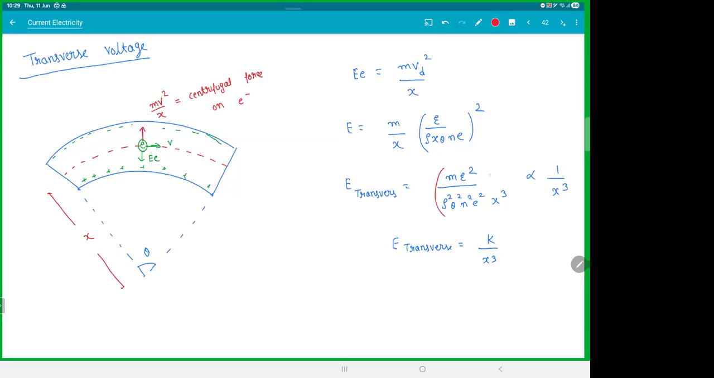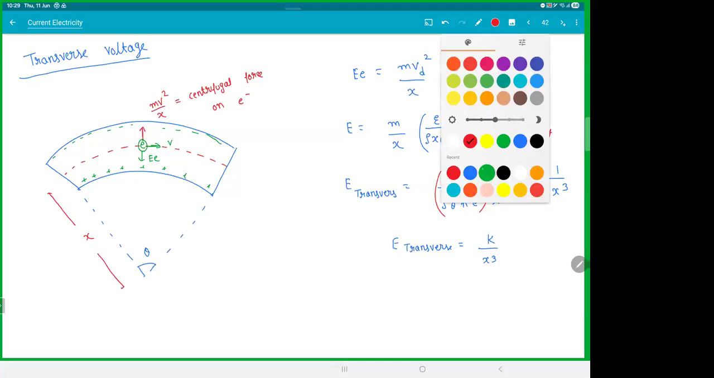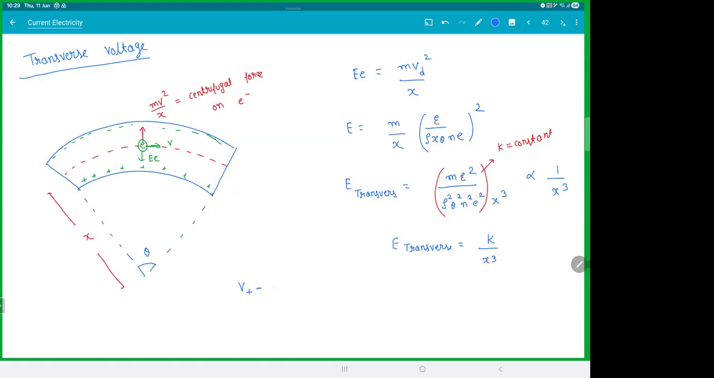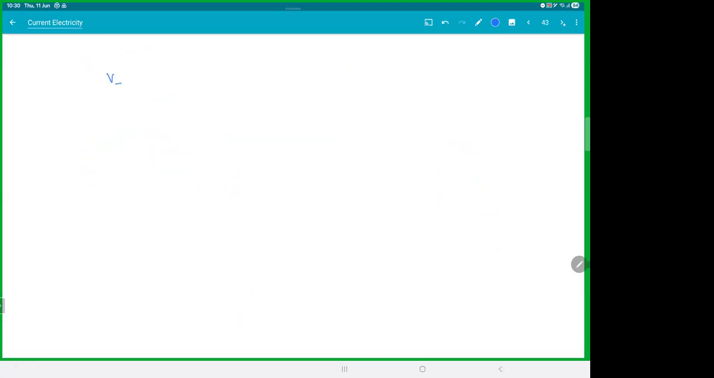So this is that k. Then we can write the potential difference V plus minus V minus. This is called the transverse voltage. This is the potential difference across the inner and the outer one. So there is a name for this. It's called transverse voltage. This is given by minus integral E transverse dot dr. That would be integral k by x cube dx. Limits will go from a to a plus t.